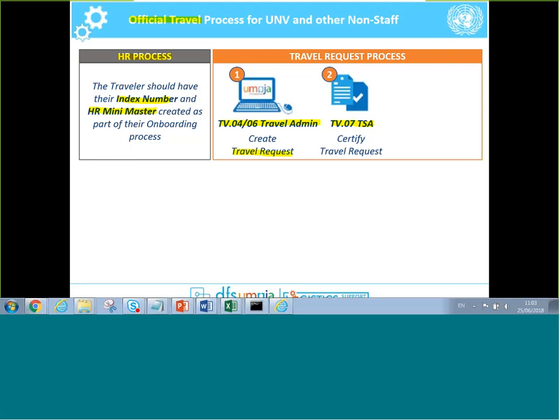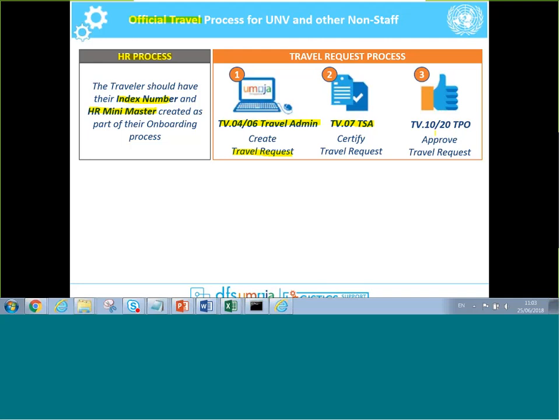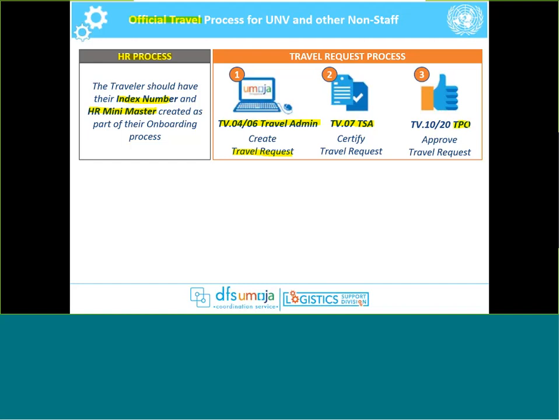So the travel request is raised by the travel administrator and certified by the TSA, and later on approved by the TPOs. The TPO, that is the travel processing officers, are liaising with the vendor in case it's needed. Before this implementation, the TPO role was the TB10. The TB10 is the TPO commercial, the ones that work with the vendor to purchase tickets.